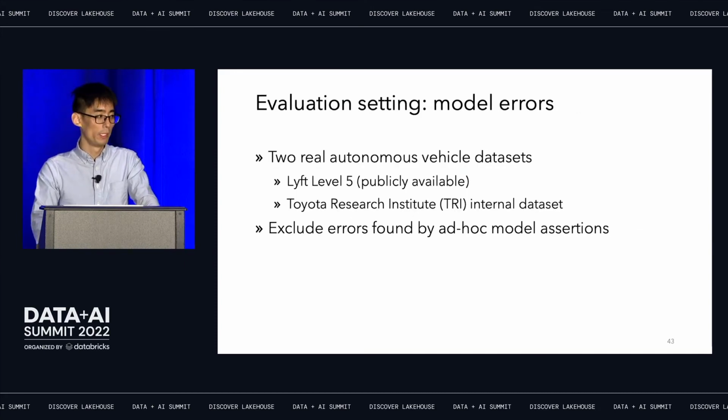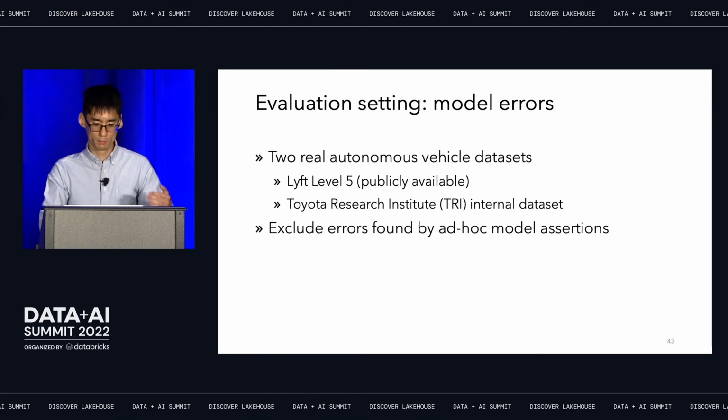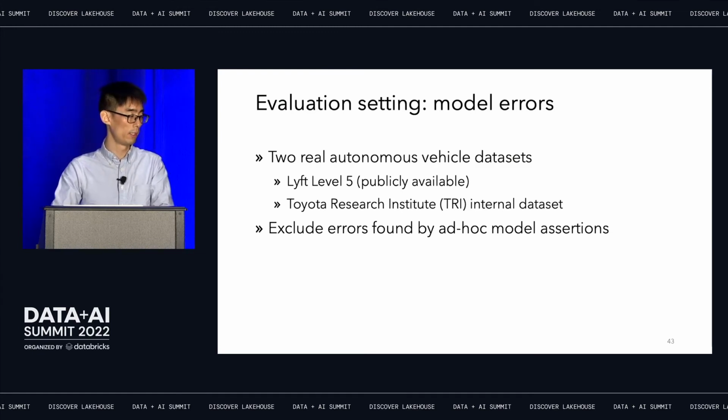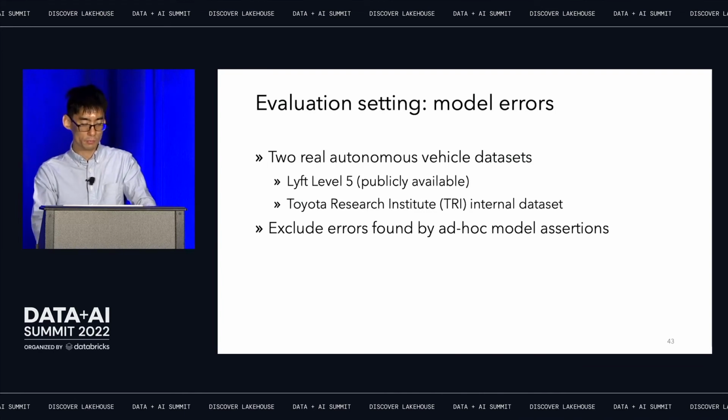We also deployed LOA to find model errors without human labels. I didn't describe how we did this, but it's a very similar process. And we deployed LOA across the same 2 data sets that I mentioned before, the Lyft Level 5 dataset and the Taylor Research internal dataset. And we deployed state-of-the-art LiDAR detection models. We also excluded errors found by ad hoc model assertions.